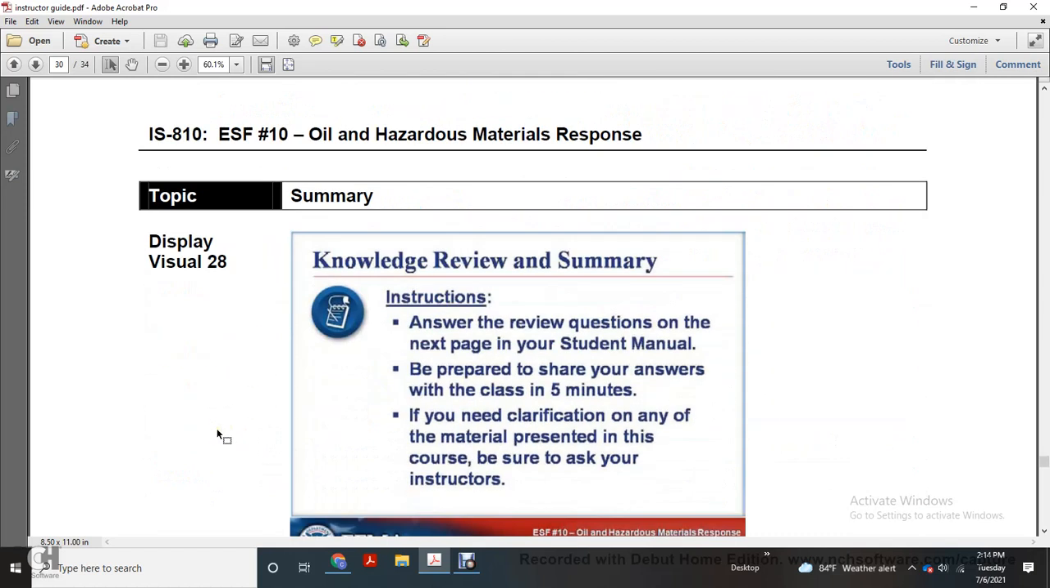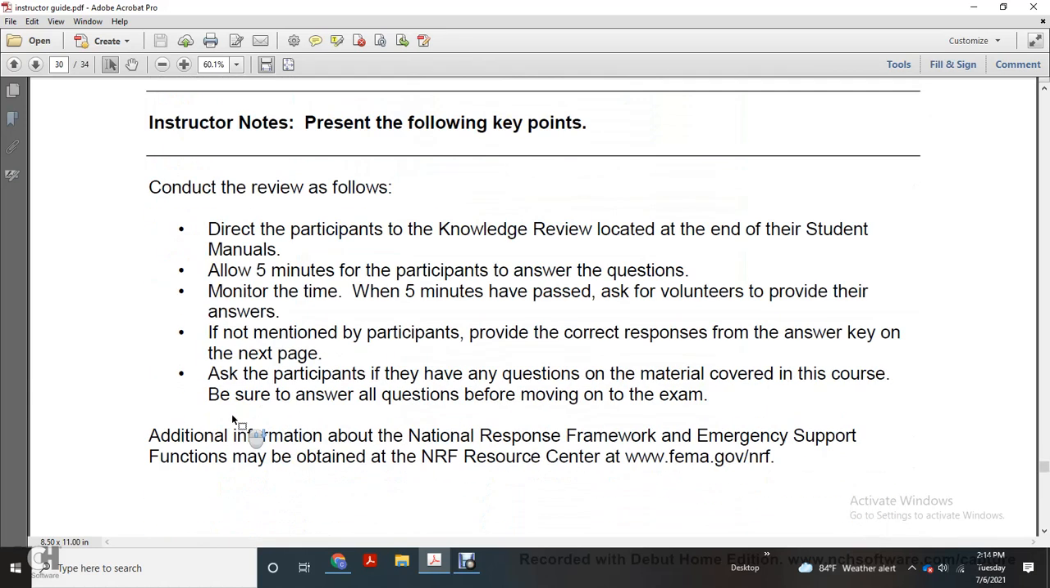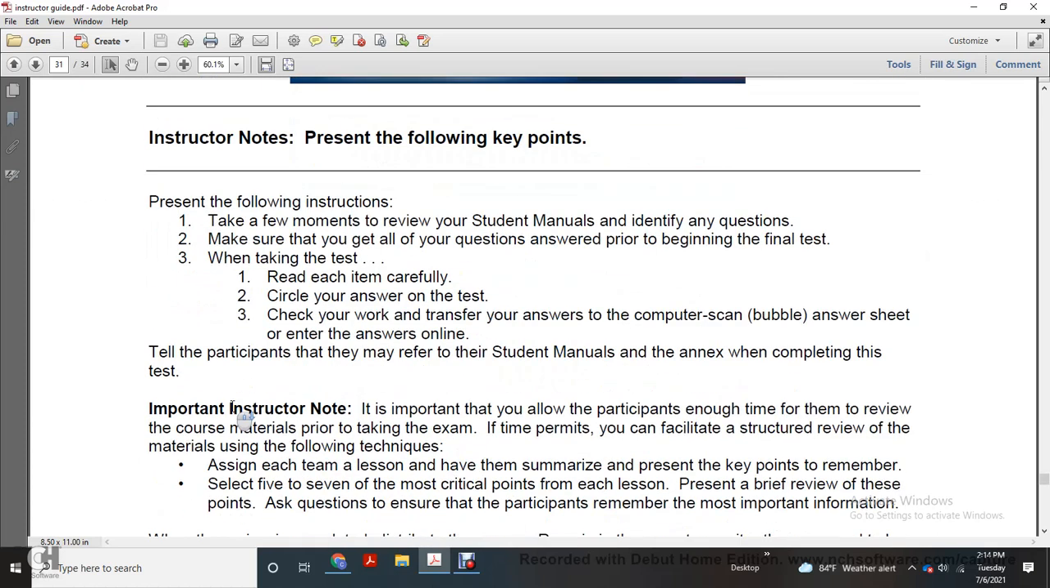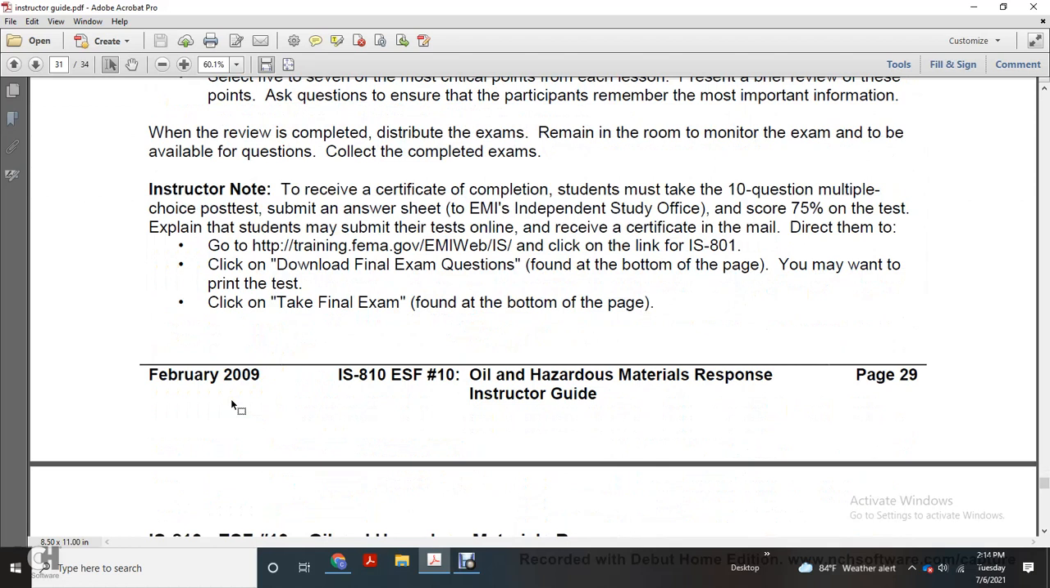Display 28, the Knowledge Review and Summary. Instructions: answer the review questions in the Student Manual. Be prepared to share an answer with the class in 5 minutes. If you need clarification on the material presented, ask the instructor. Then conduct the review and take the exam. Notice it says to go to the EMI training FEMA website and click on the link for IS-801 to download the final exam you want.